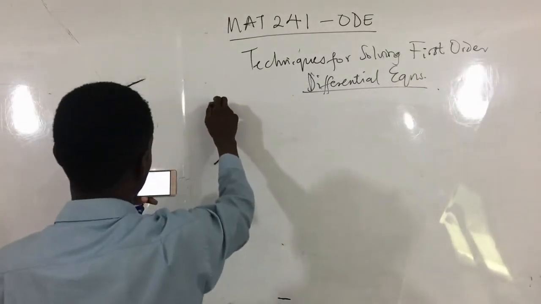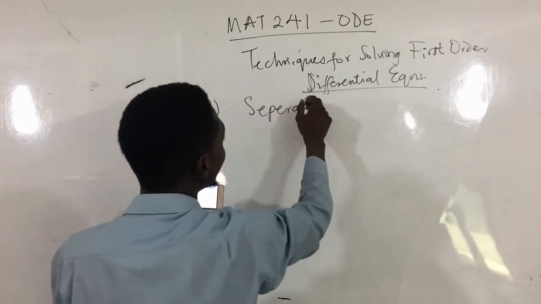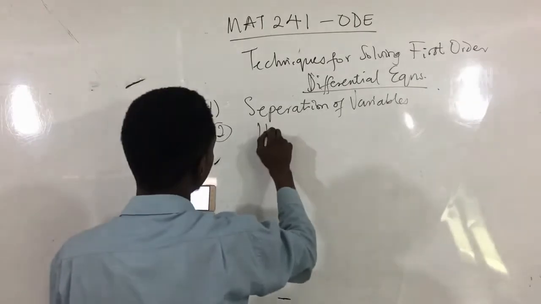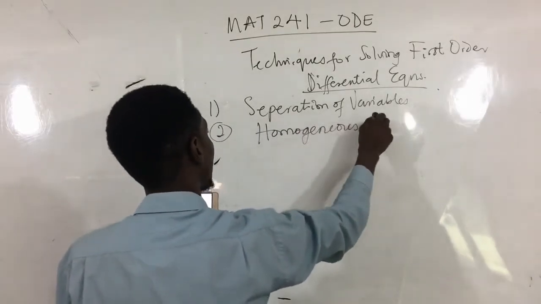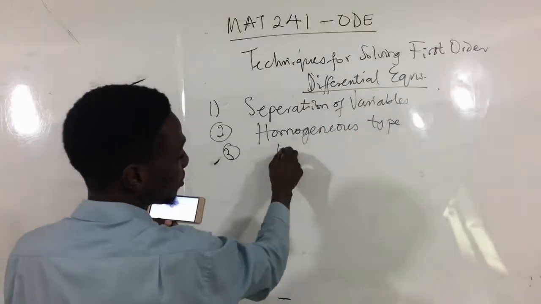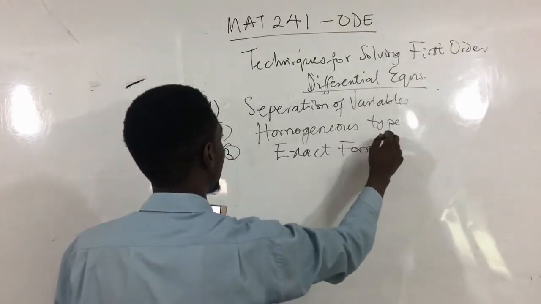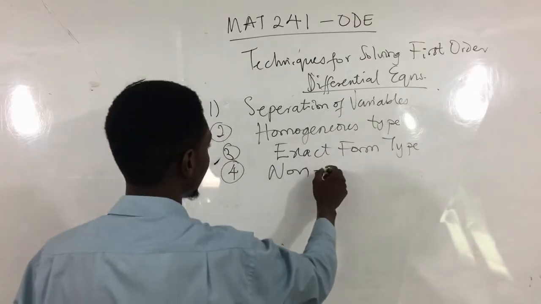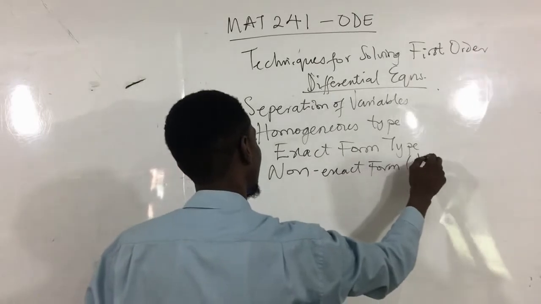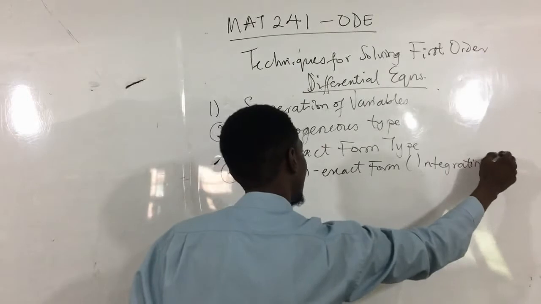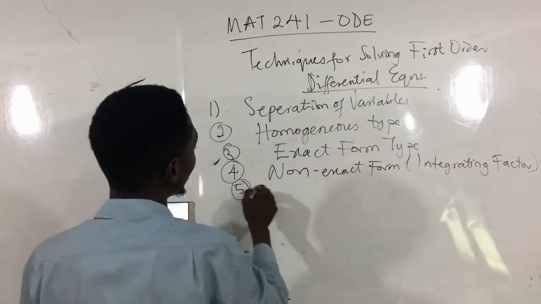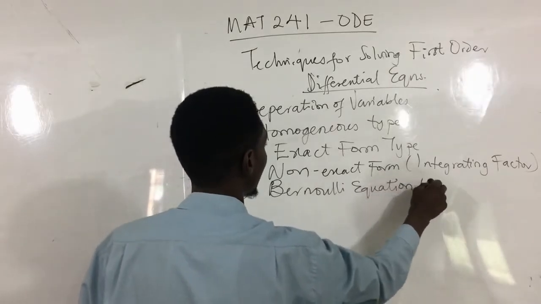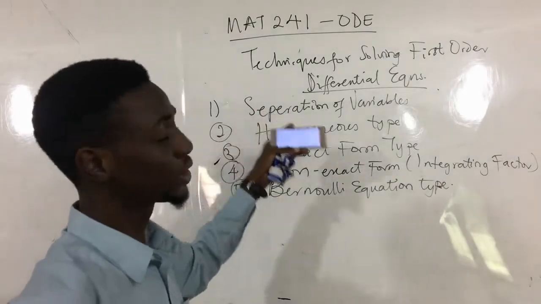Okay, so the first one, like I mentioned earlier, is separation of variables. The second is homogeneous type. The third is exact form type. The fourth is non-exact form type or integrating factor type. And the fifth, the Bernoulli equation type. So the first one we'll start with is the separation of variables type.